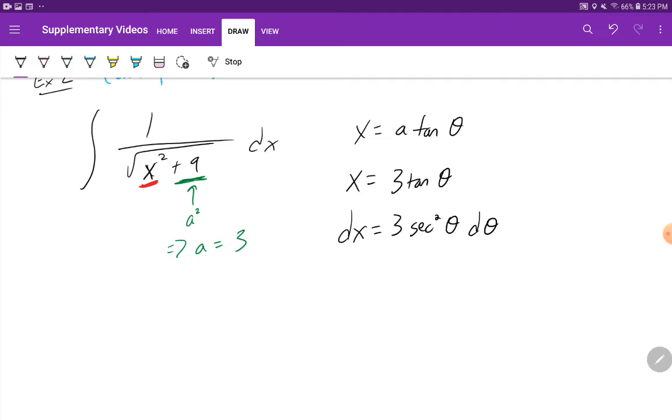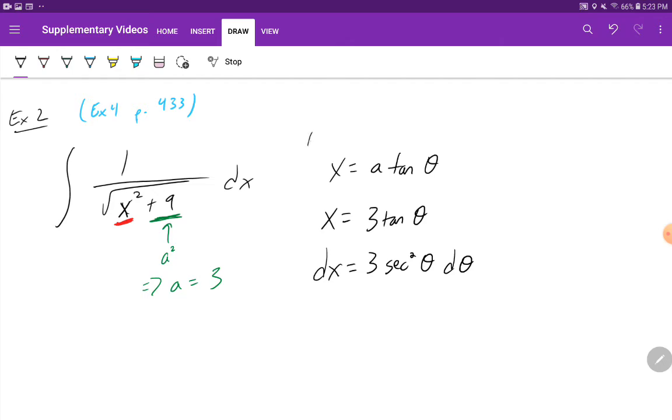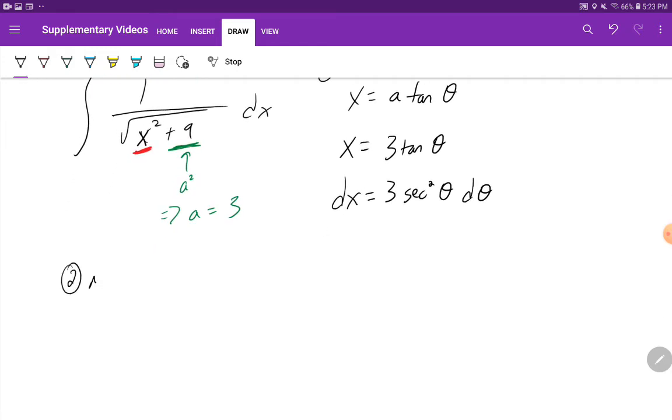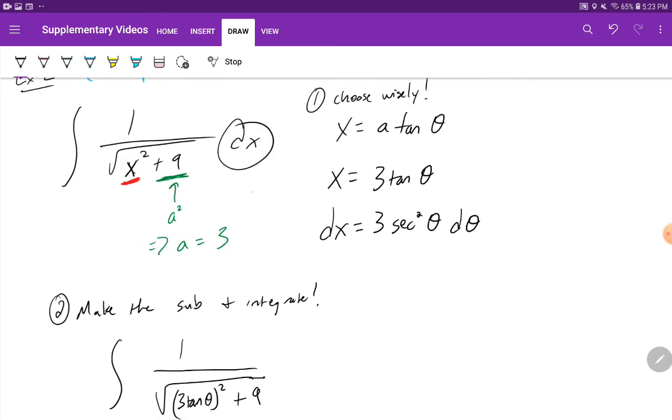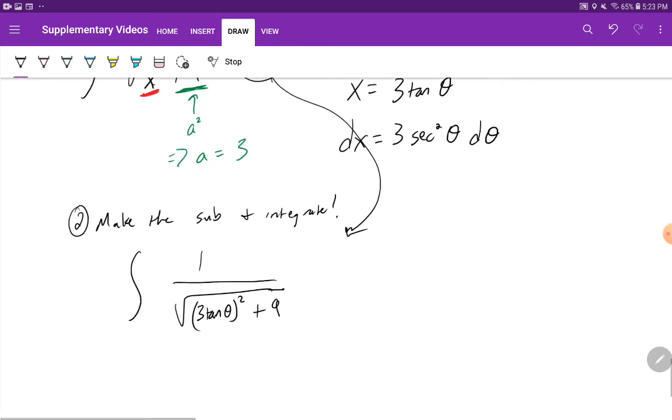Right, so I don't think I numbered it last time, but this is the first step, choose wisely. Second step is make the substitution and integrate. So let's make the substitution. It's 1 over root, it's not x anymore, it's 3 tan theta quantity squared plus 9. And it's not dx anymore, right? dx becomes 3 secant squared theta d theta. So this one's going to get a little hairier, all right?